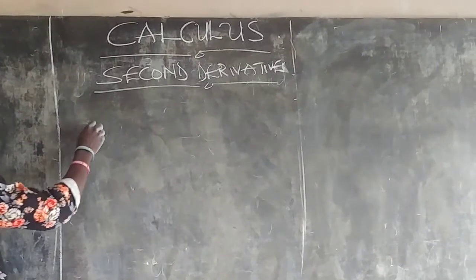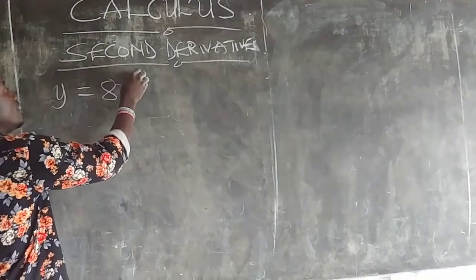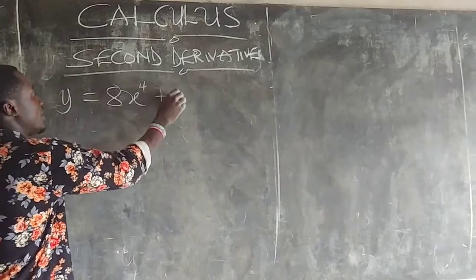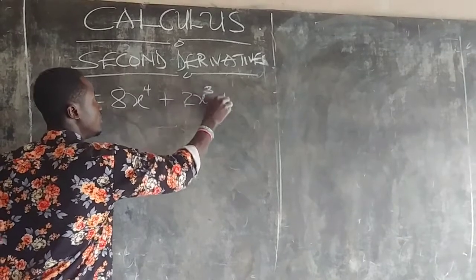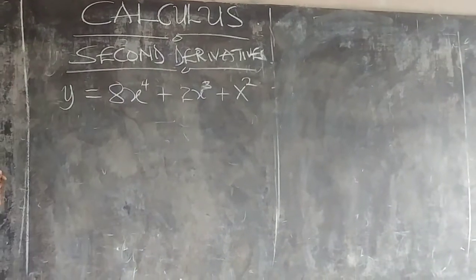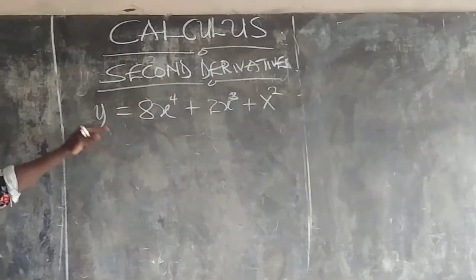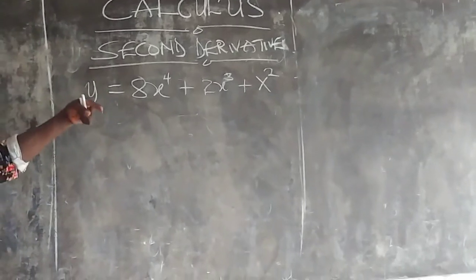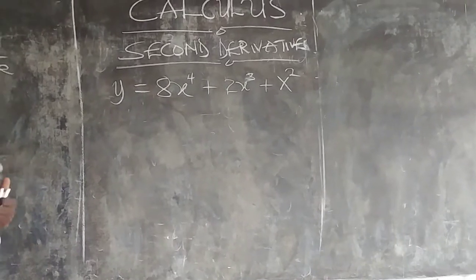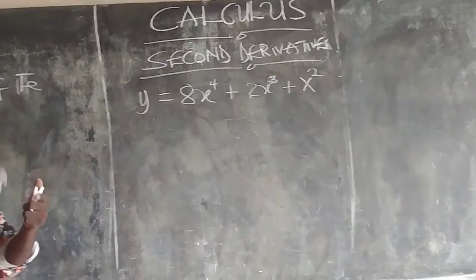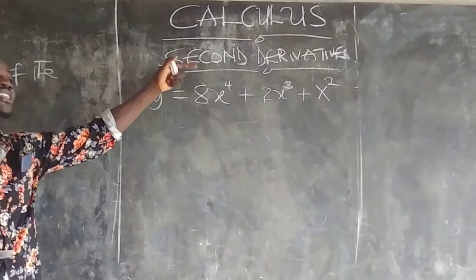Second derivative. Now if you have, let's say, y is equal to 8x exponent 4 plus 2x exponent 3 plus x squared, they ask you to find the second derivative of this function. It means that after differentiating, continue to differentiate again for the second time. So for second derivative, after finding the derivative of the function for the first time, differentiate once again for the second time. And that's what we call second derivative.